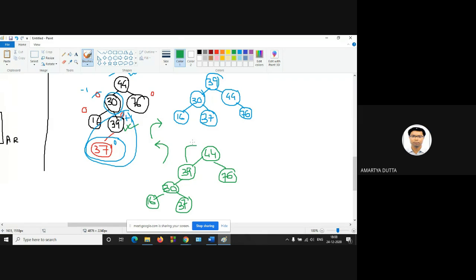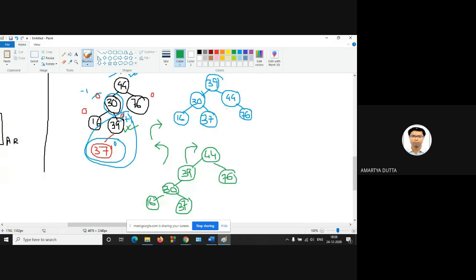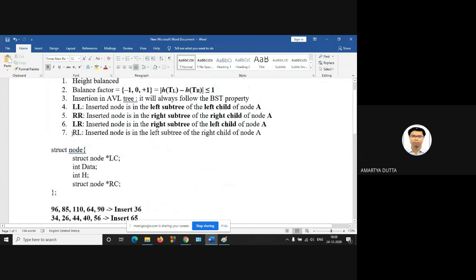LL. So in case of LL, first 39 is the root. Okay, 39 is the root, 44 is the right, 76 is the right of 44, and then 30 is the left of 39, 16, 37. Is it clear? Yes, sir. Okay, now the last one, RL.